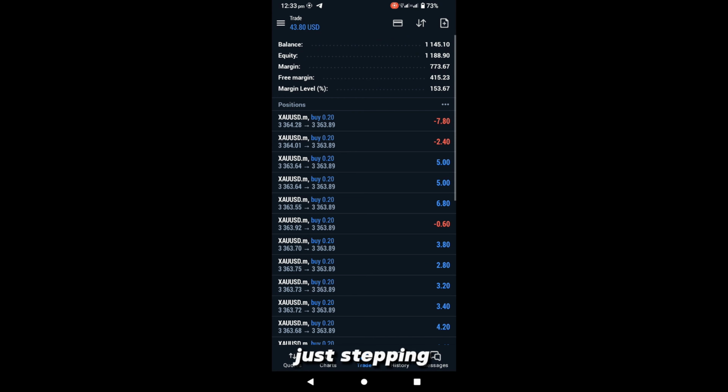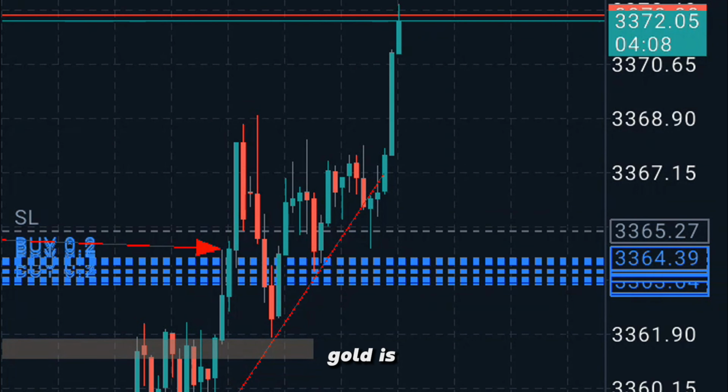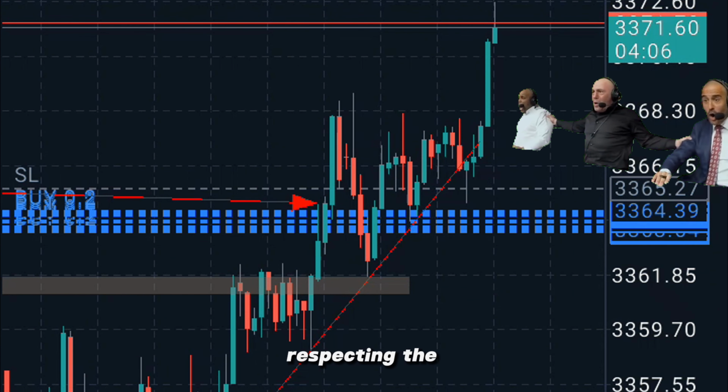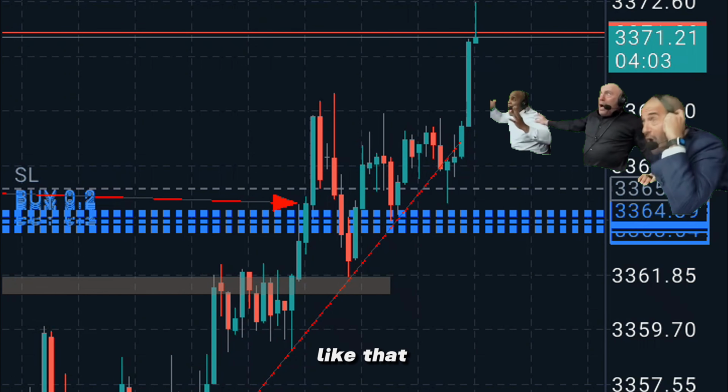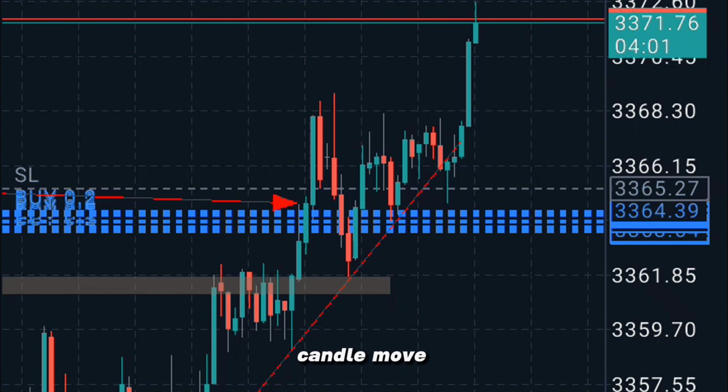Now I am just stepping back to monitor my trade for exits. Gold is moving nicely, respecting the buy trend again, and my trend line. And just like that, we get a big candle move. This is just precision from the Gold Master.